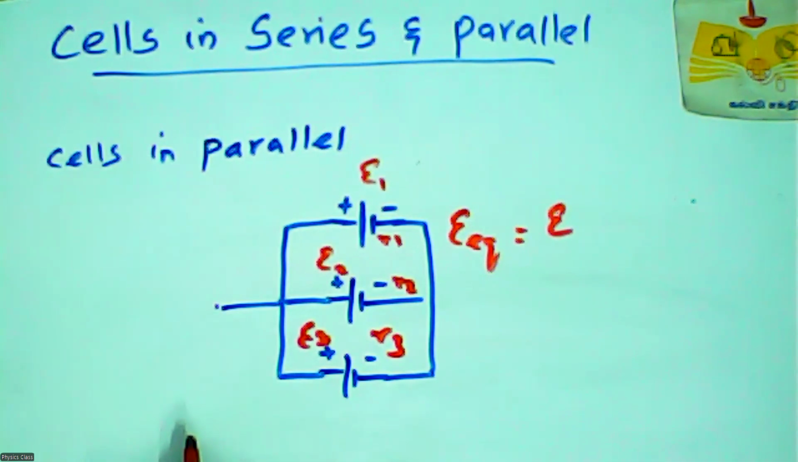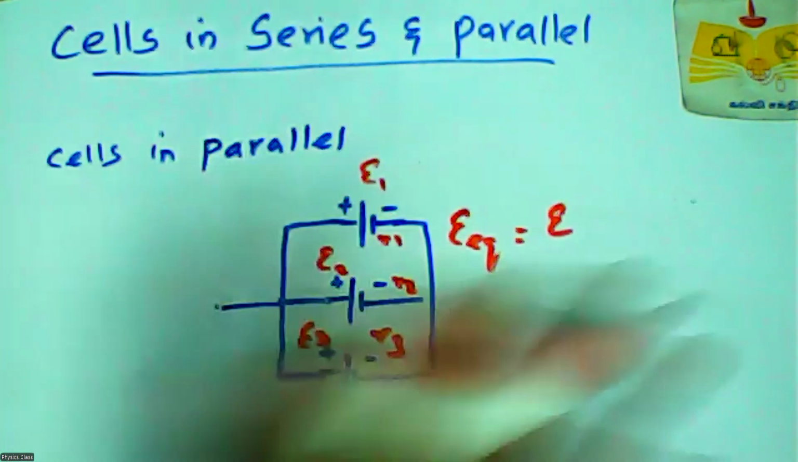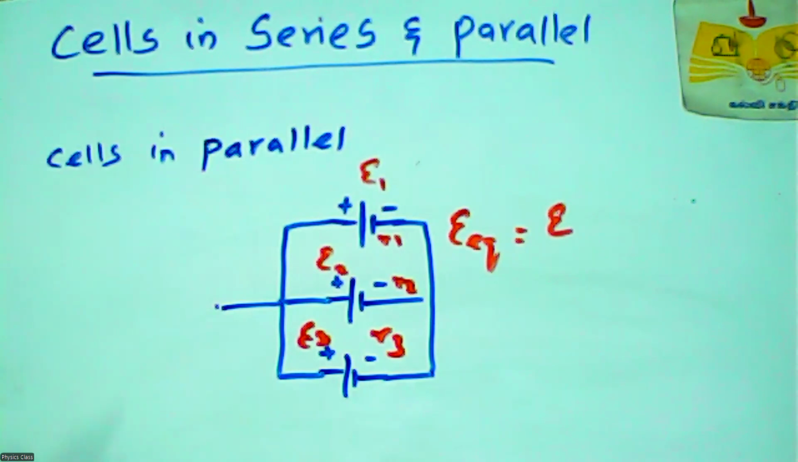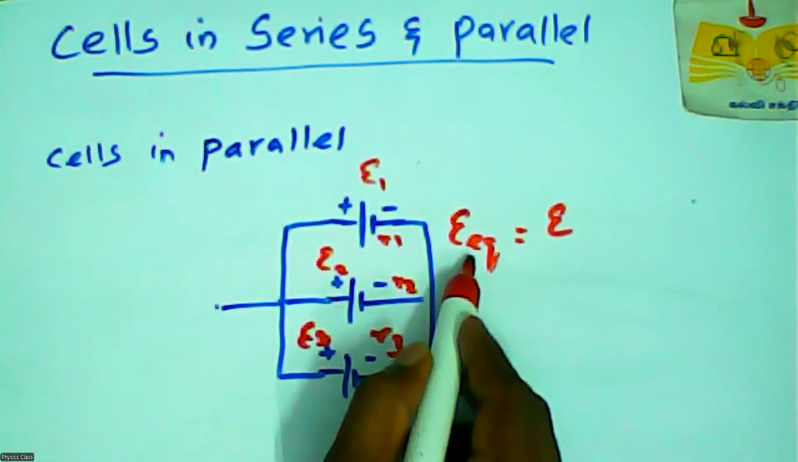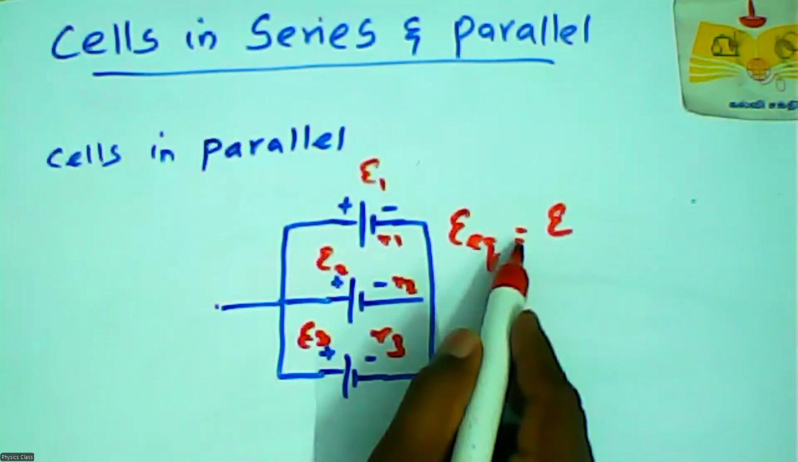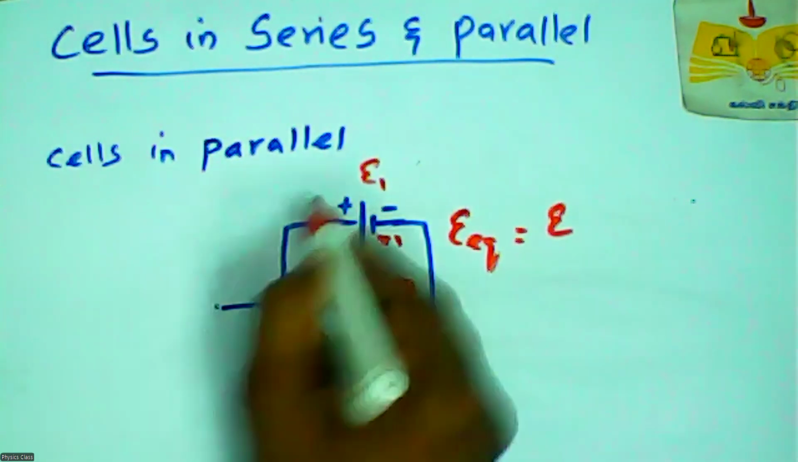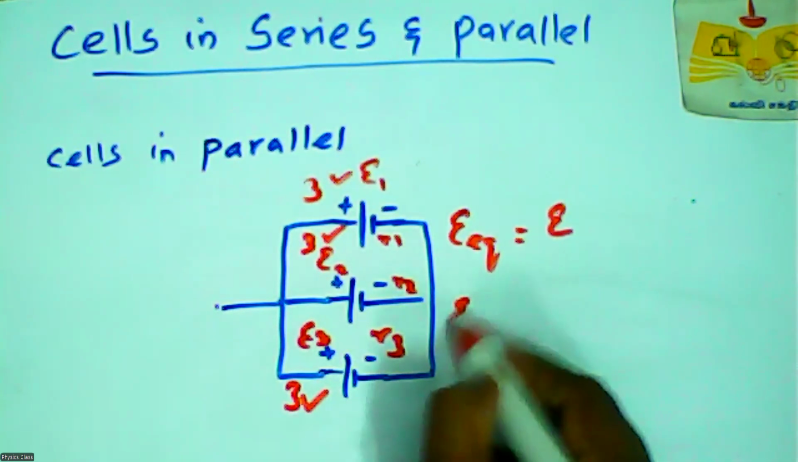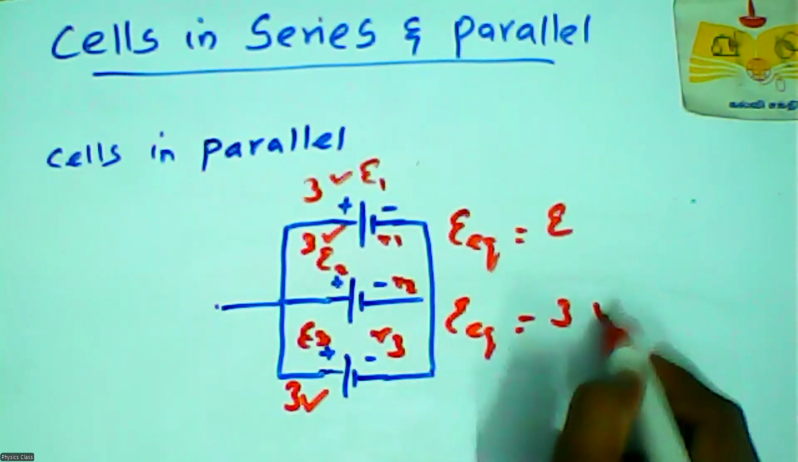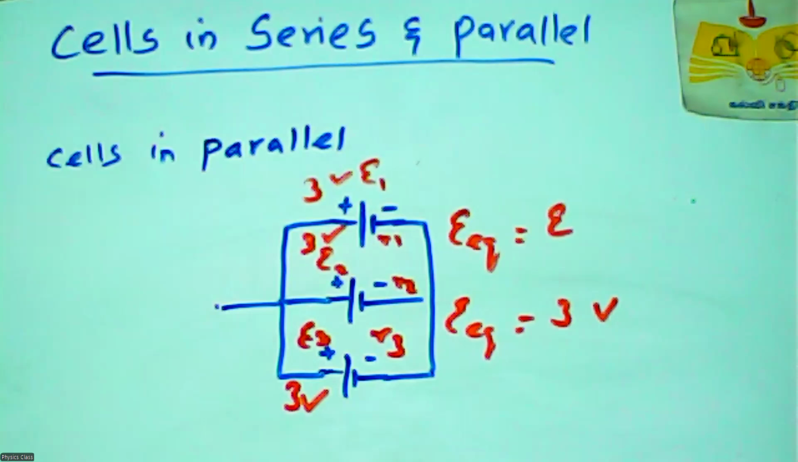Equivalent EMF means individual EMF, not a sum. So EMF remains the same. Equivalent EMF is equal to the individual EMF. So here 3 volt, 3 volt, 3 volt, and equivalent only 3 volt. Clear? Equivalent EMF is only 3 volt.